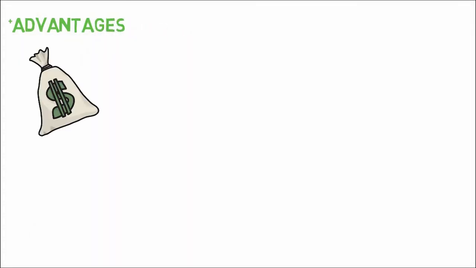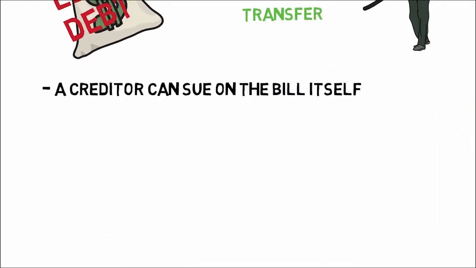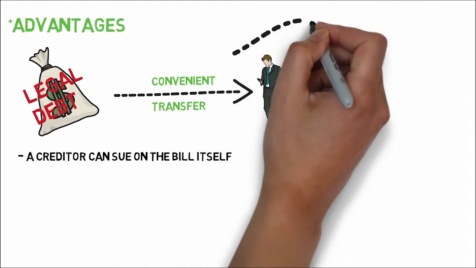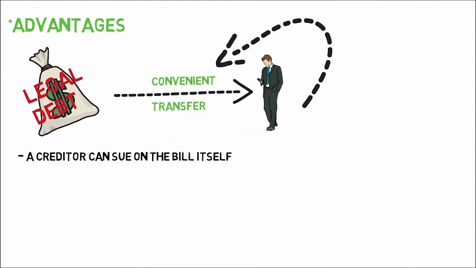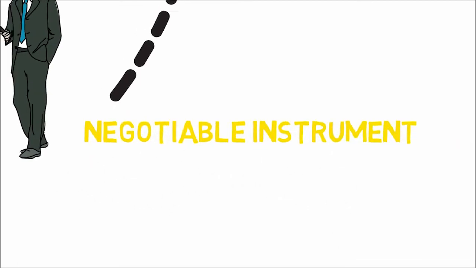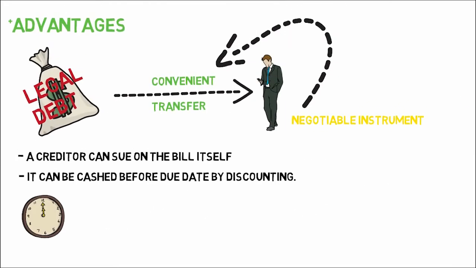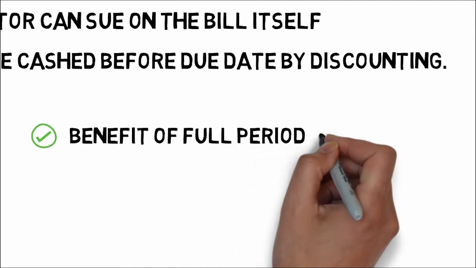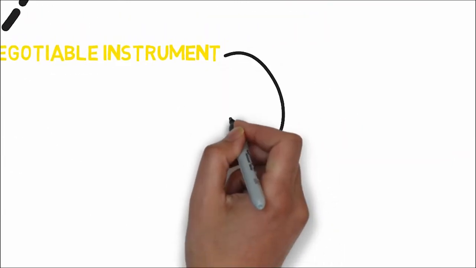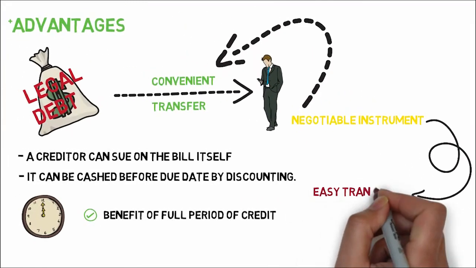It's a legal division of debt. It's a convenient method for the transfer of debt. A creditor can seize on the bill itself. It's a negotiable instrument and can be transferred for the settlement of one debt without difficulty. It can be cashed before due date by discounting. A debtor enjoys the benefits of full periods of credit. It affords an easy means of transmitting money from one place to another.